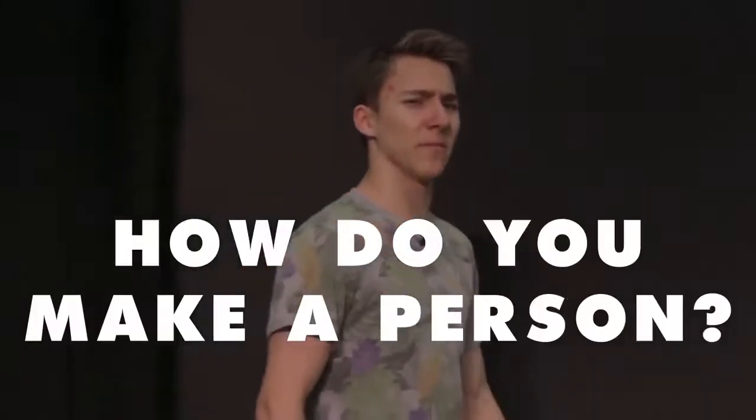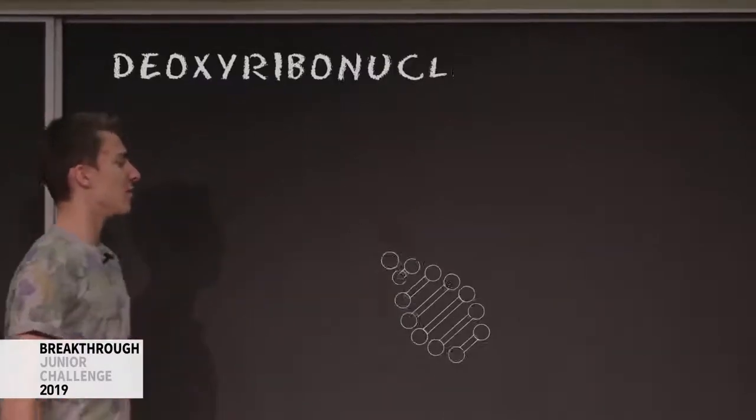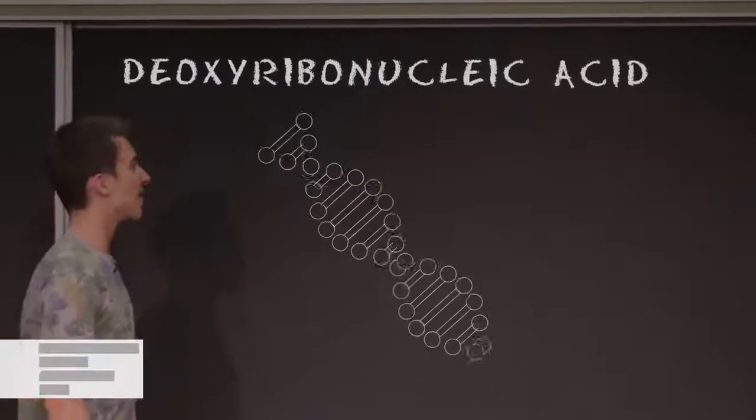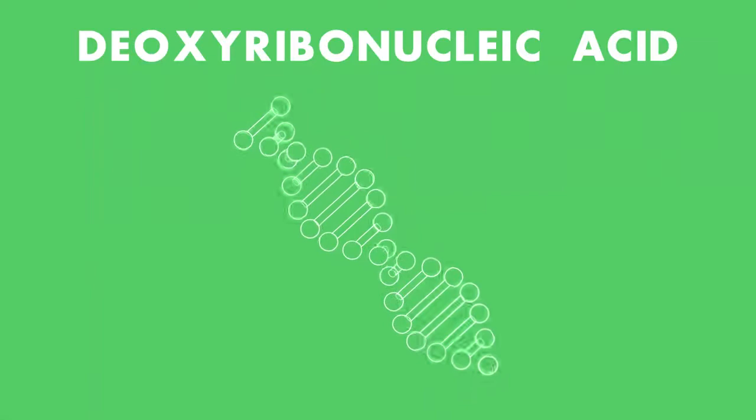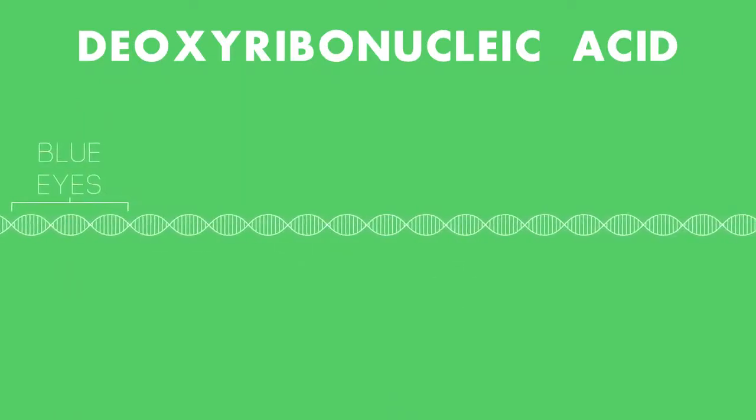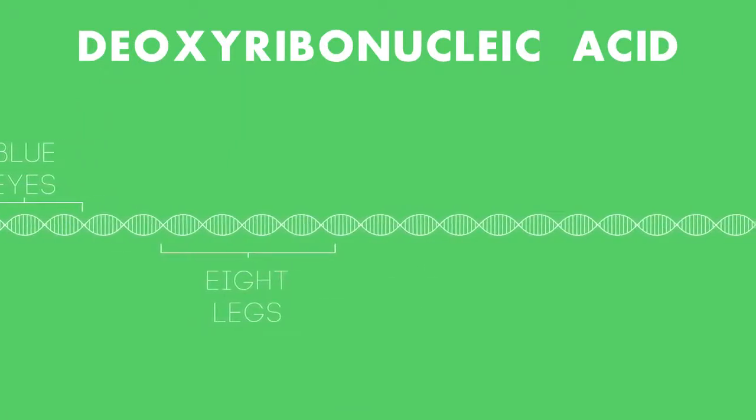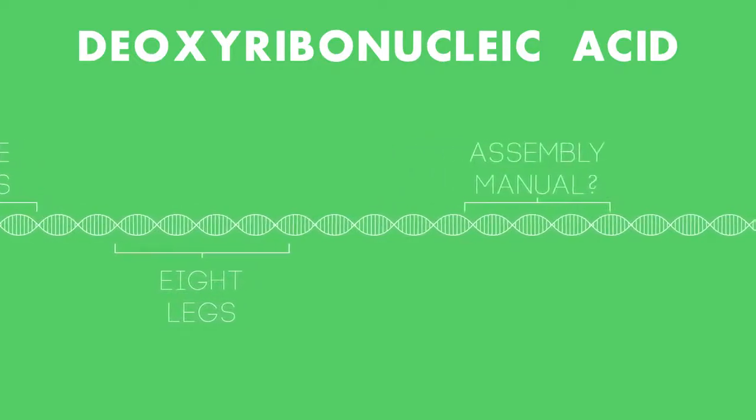How do you make a person? The human body is made up of a huge array of structures, each made up of billions or even trillions of cells. So how do these cells know how to organize themselves in such complex forms? Must be DNA then, right? Deoxyribonucleic acid, the genetic code of all life which determines every trait of a living organism. There must be an assembly manual in there somewhere, right?